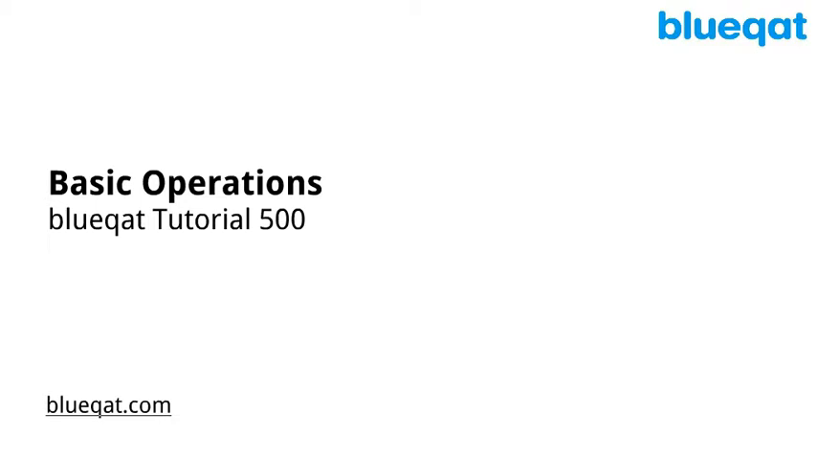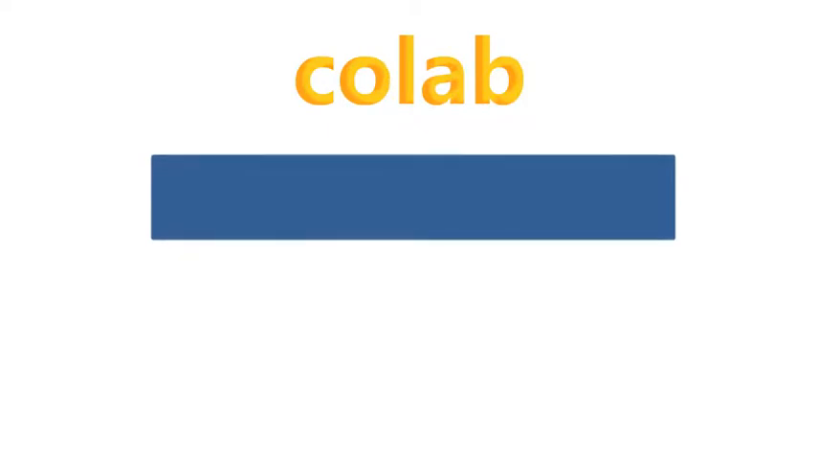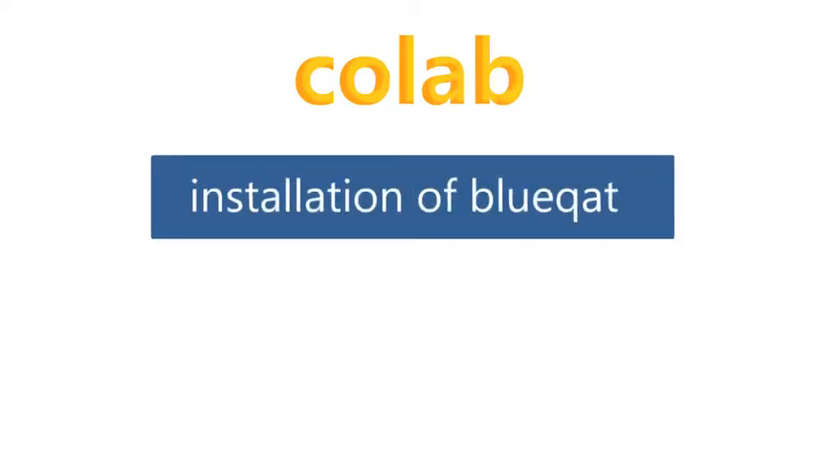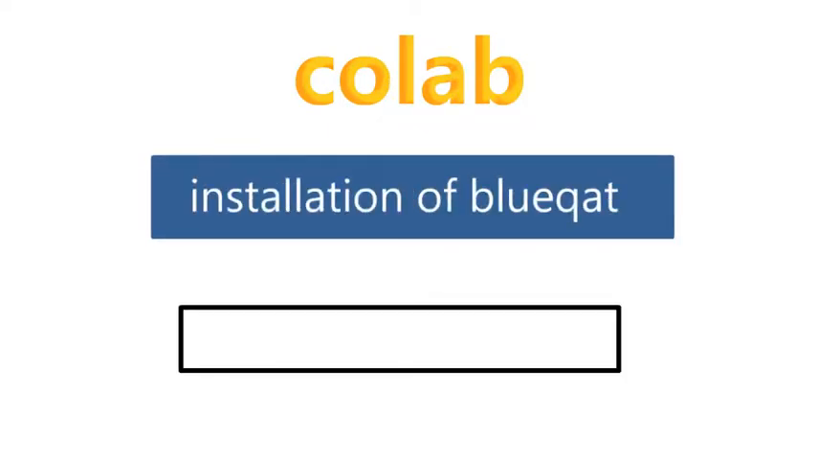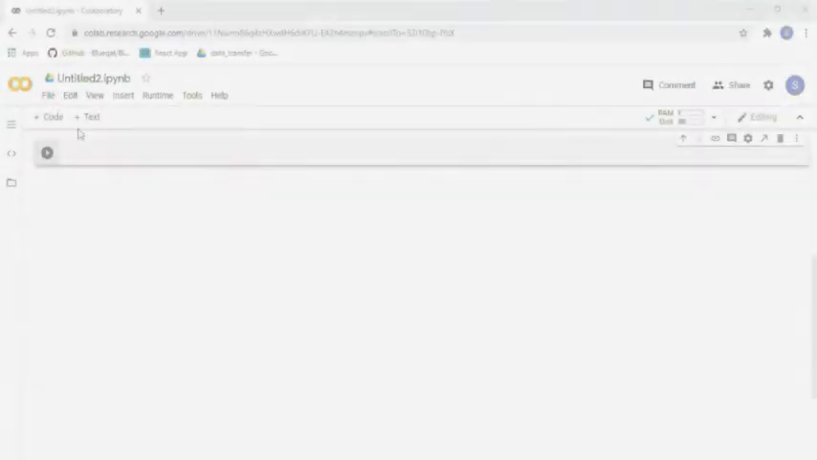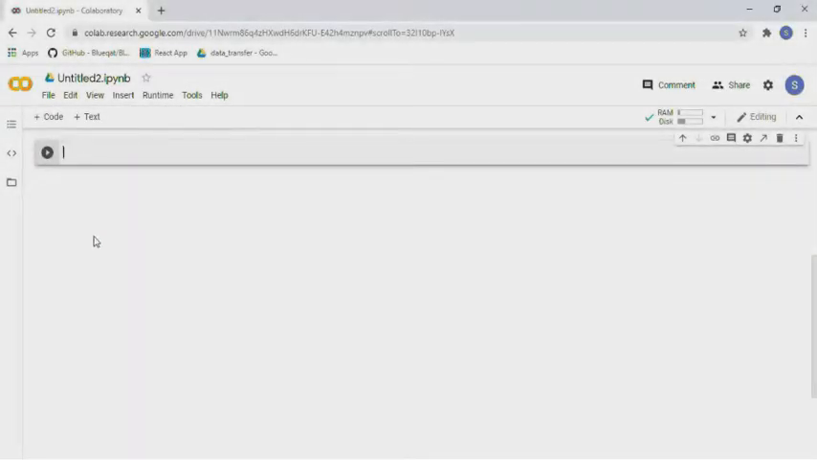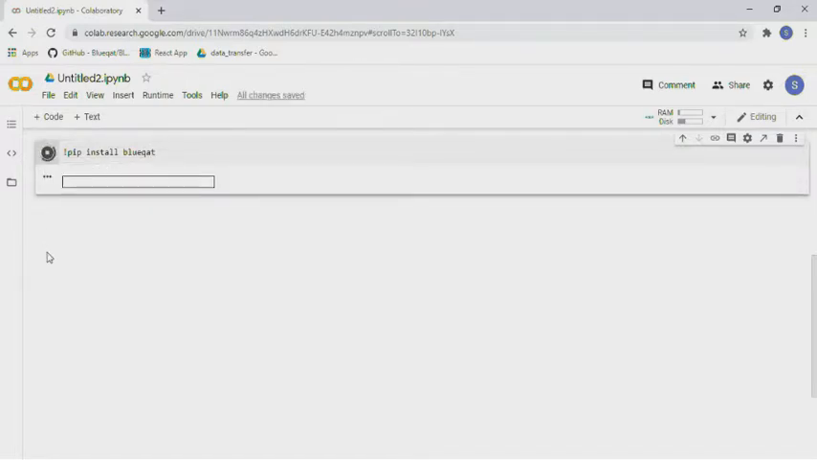In this tutorial video we will be learning about basic operations in Blueqat. We will be doing this in Google Colab. Like we did in previous video, we will start with installation of Blueqat. We can do it by using this code: !pip install blueqat. Type the code that was shown earlier in Google Colab. Then click on the play button and Blueqat will be installed.